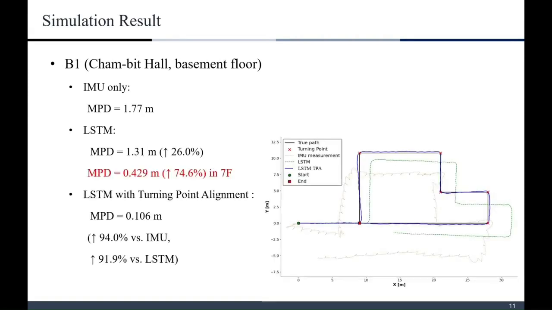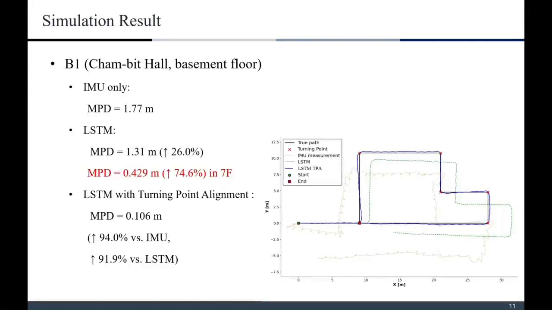In the basement, the environment was more challenging due to a larger scale and frequent turns. With IMU only, MPD was 1.77 meters. With LSTM, it dropped to 1.731 meters. However, with LSTM-TPA, the error was reduced drastically to 0.106 meters, a 94% improvement over IMU and 91.9% over LSTM.